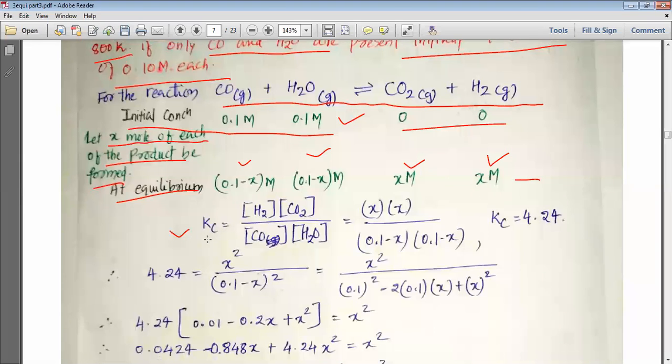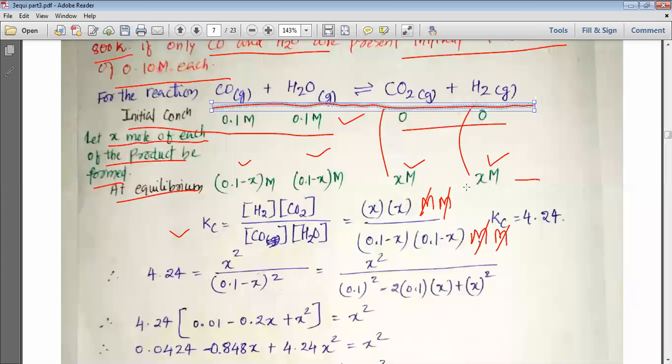Now we know that when we have equilibrium, we can write the equation for the equilibrium constant Kc. Therefore, Kc is equal to concentration of H2 into concentration of CO2 divided by concentration of CO and concentration of H2O. The concentration of H2 and CO2 is X molar, so we put X mole per liter for each. For CO and H2O, we have 0.1 minus X mole per liter each. Both have the same units, and thus we do not get any particular unit.